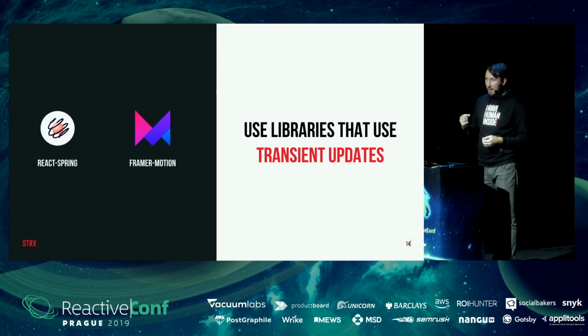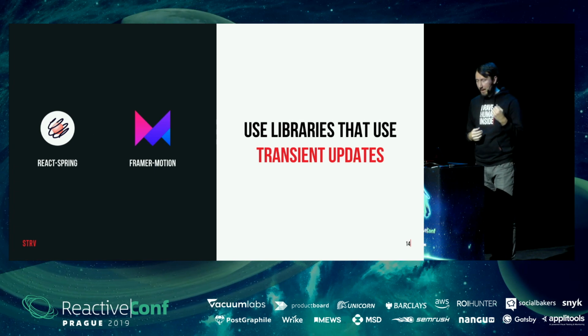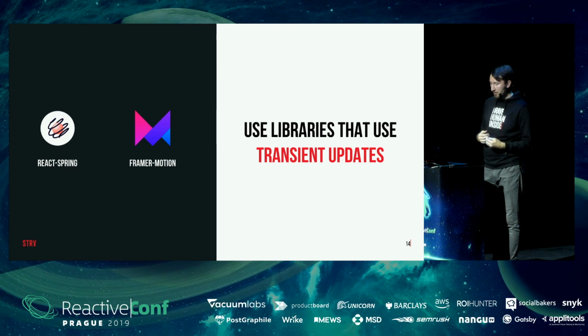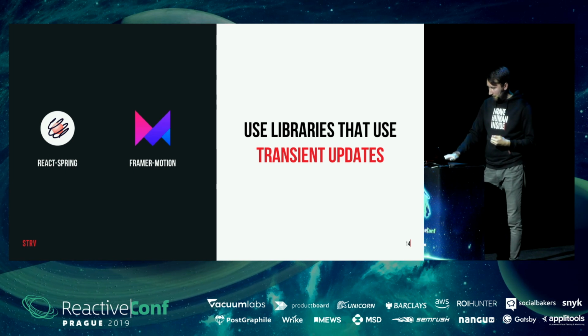Finally, if you animate with React, make sure to use a library that supports transient updates. That means that it can animate DOM elements without causing the whole component to re-render. And 2 good examples of such libraries are React Spring and Framer Motion.